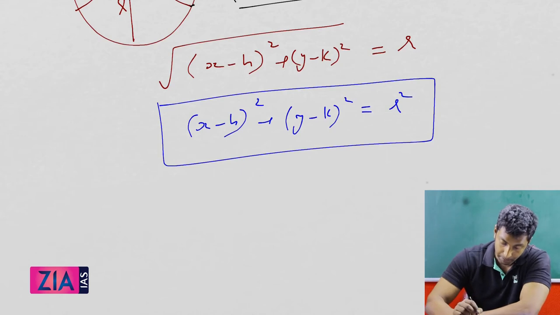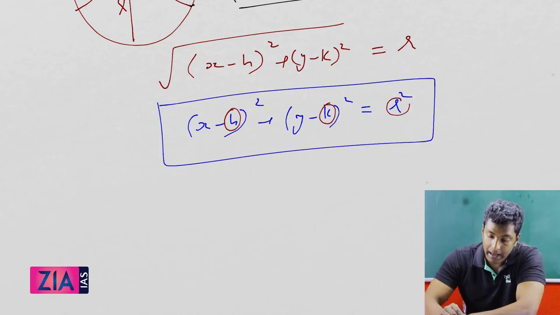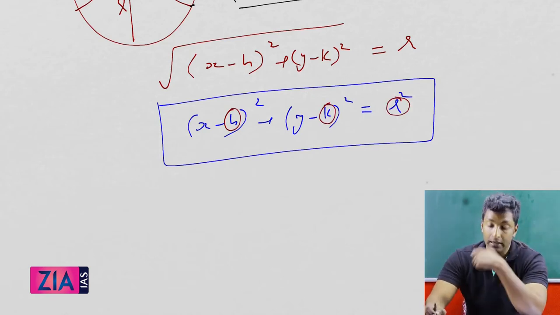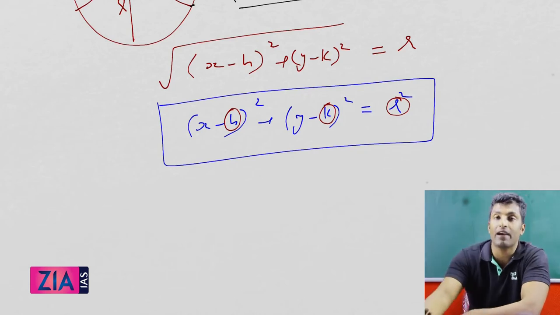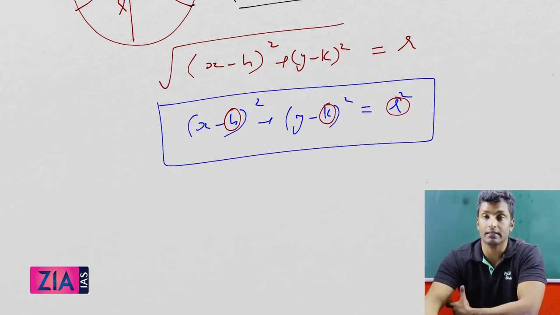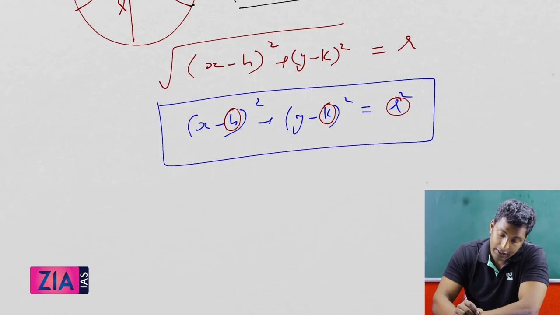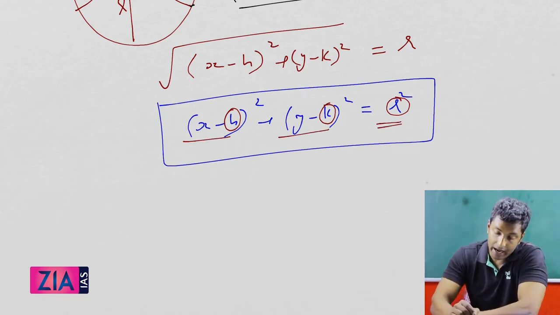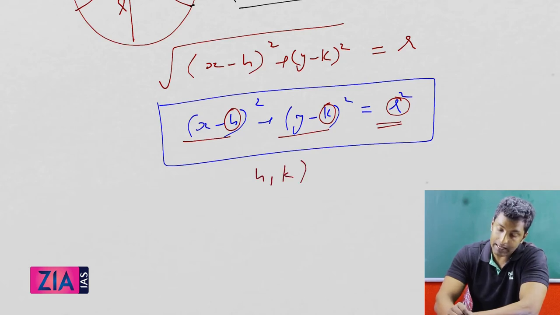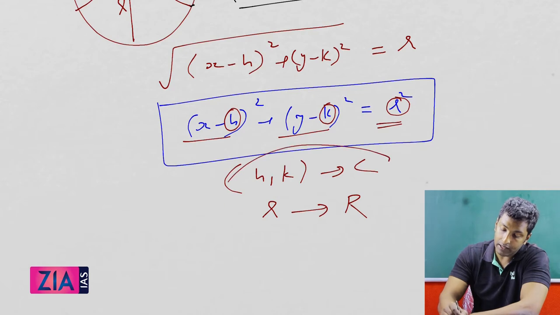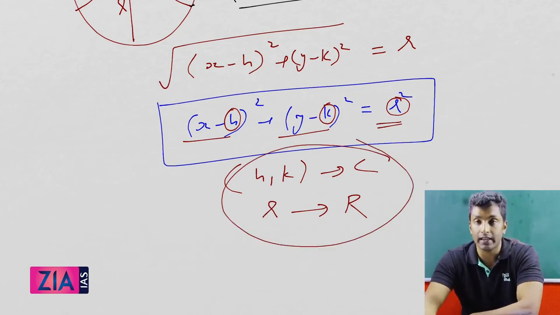Okay, so the required standard equation of the circle with h and k as center and r as radius. What you can do is change the values and you'll get different equations. That's what generally happens, right? So (x − h)² + (y − k)² = r², where h and k are the center. So (h, k) gives you the center and r gives you the radius. This is the standard equation of a circle.